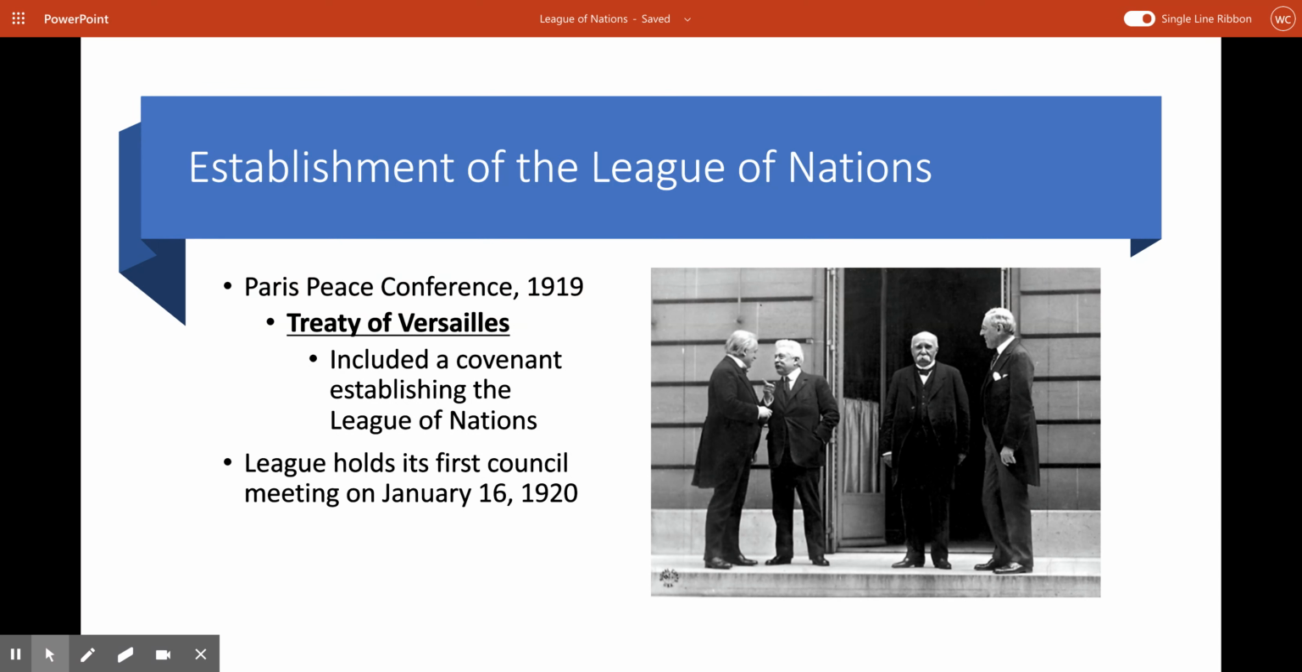And you see here on the right, again, I've shown you this image. This is the Council of Four at the Paris Peace Conference, right? So remember, from left to right, you have David Lloyd George, the Prime Minister of Great Britain. You have the Italian Prime Minister Vittorio Orlando, French Prime Minister Georges Clemenceau, and the U.S. President on the far right there, Woodrow Wilson, right?